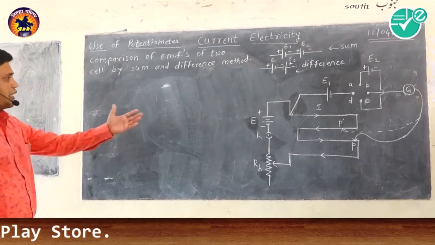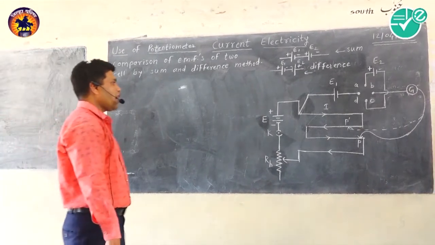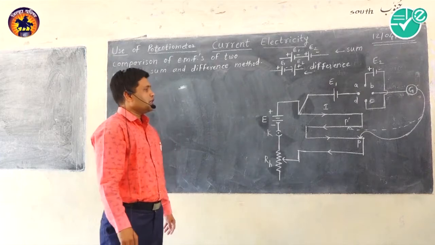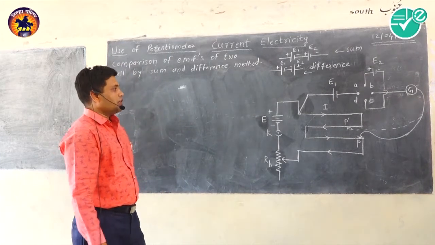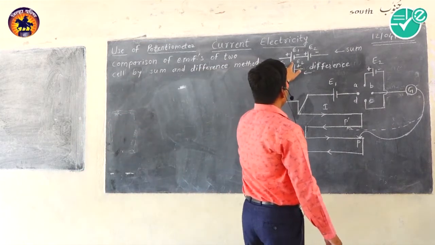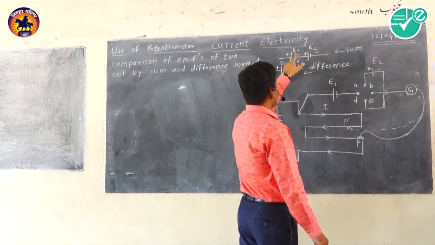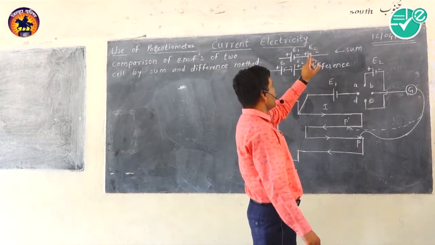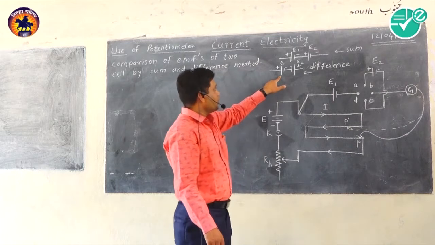This is the circuit diagram for comparison of EMFs of two cells, that is E1 and E2, by sum and difference method. Here in the diagram I have mentioned all the necessary components that I will now explain to you. For the sum condition, you have to make an arrangement in the circuit: the positive terminal of E1 is here, the negative terminal of E1 is connected to the positive terminal of E2, and the negative terminal of E2 is connected to the galvanometer. This is called the sum method, and the diagram shown here is called the difference method.